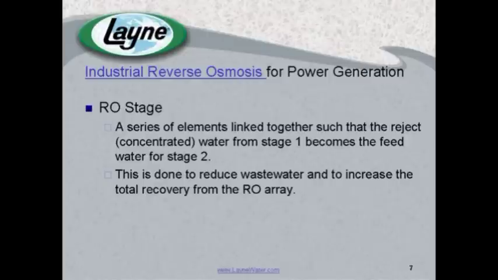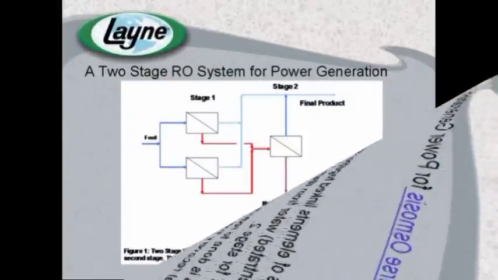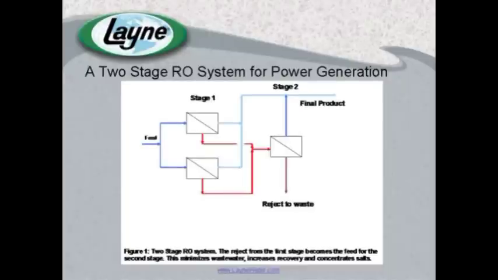So here's an example of a two-stage reverse osmosis system for the power generation industry. As you can see, feed water is coming in. That first stage has two membranes in parallel. The reject from those first stage membranes is being fed in as feed water to the second stage. The final product from both the first and second stages is being combined and is heading off to be used in the system, where the reject, again combined, is going to waste.